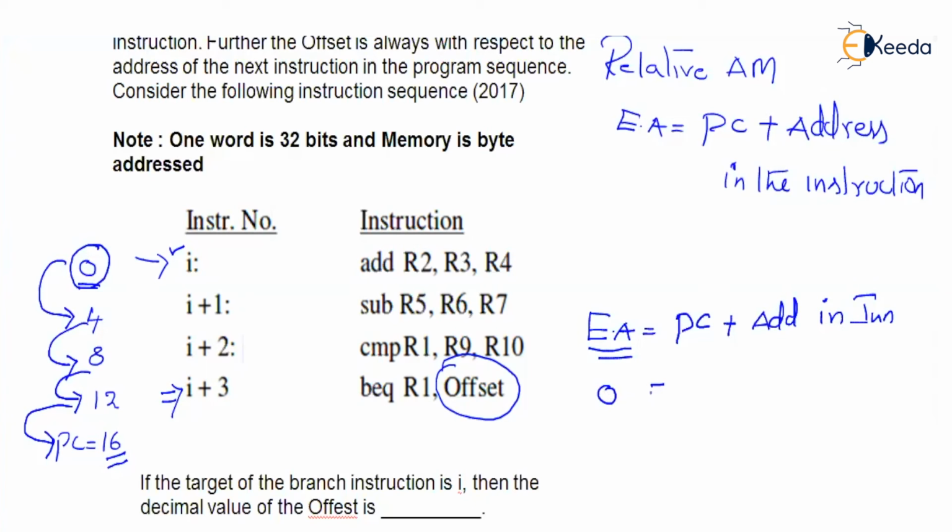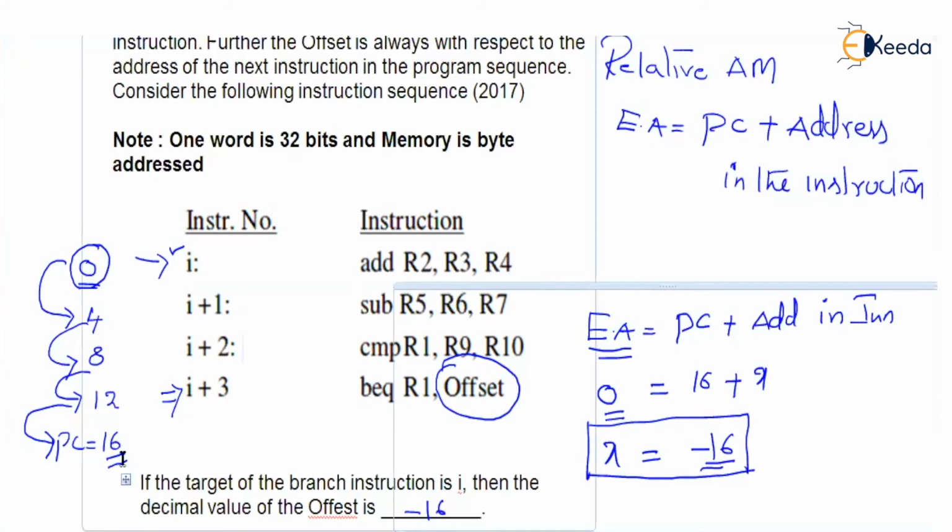Now, what is the program counter value for this? The program counter value for this is 16. Now we need to find out the offset, that is the address part of the instruction, the address within the instruction, both are one and the same. We need to find out this offset. 16 plus x is equal to 0. Then x is equal to minus 16. This is the answer. So the offset, which is equal to x, is minus 16.